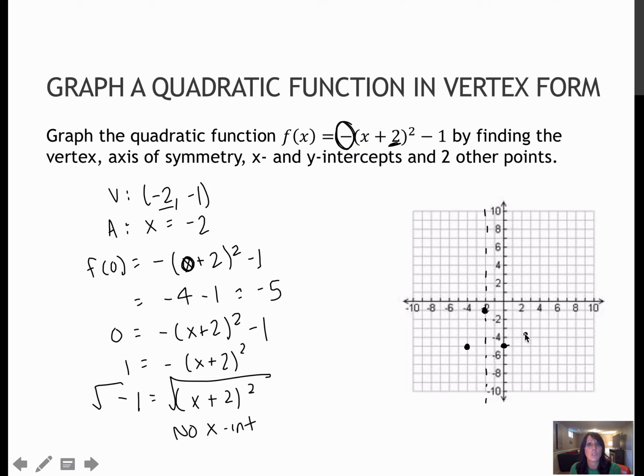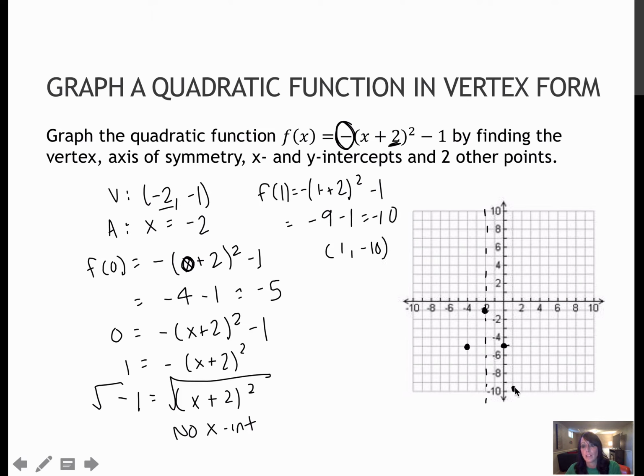This one, since I only have 3 points, I will go ahead and find another point. It's very easy to find another point. Just pick a value and plug it in. So I'm going to choose positive 1. So I'm going to find f of 1, which means negative (1 plus 2) quantity squared minus 1. 1 plus 2 is 3. 3 squared is 9. So that's negative 9 minus 1, which is negative 10. That gave me the point 1 comma negative 10.